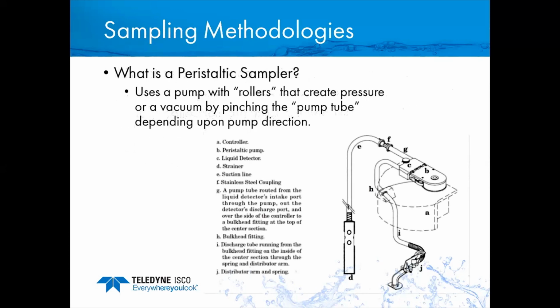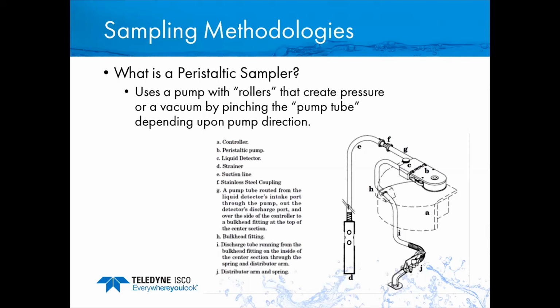A peristaltic sampler consists of components such as a controller, where one programs the sampler to make the decisions of when and how to sample, the volume, the frequency. It has the peristaltic pump, which is the method of actually collecting the sample. There are often liquid detection devices that will determine when the liquid has reached the pump to control and more accurately deliver the volume that has been desired to collect.